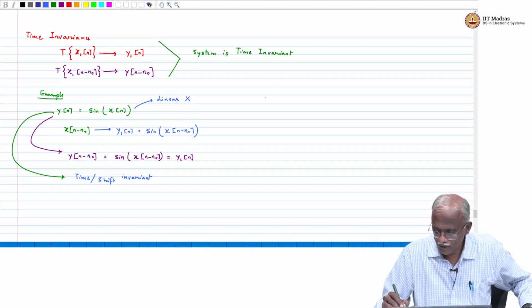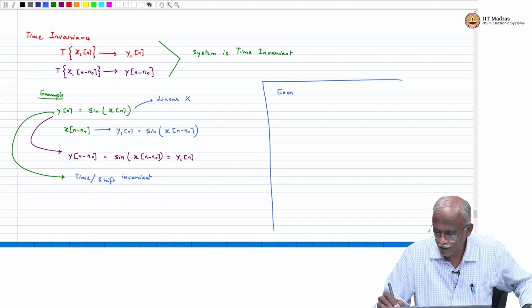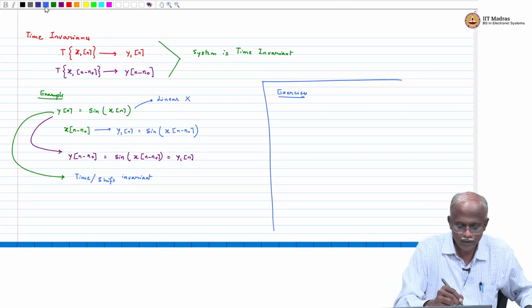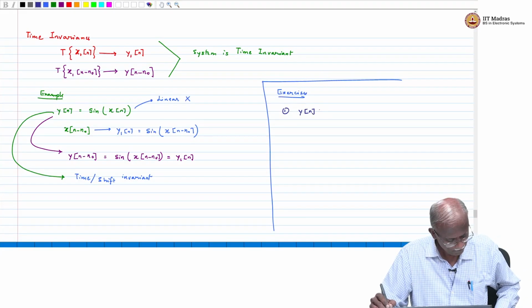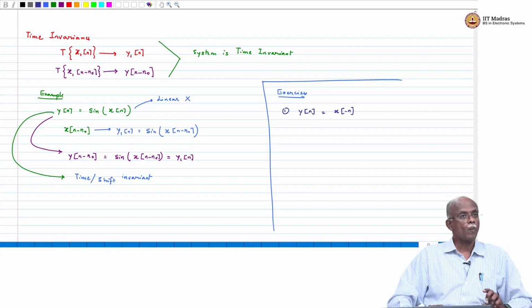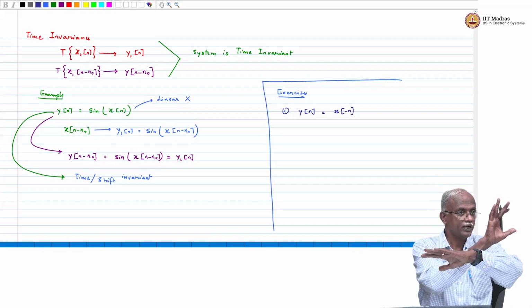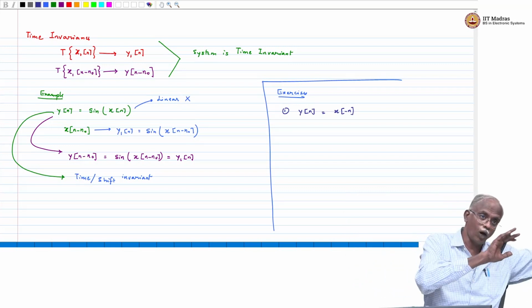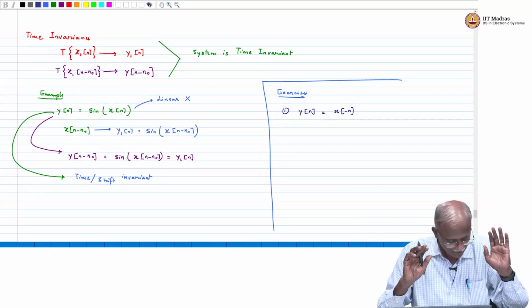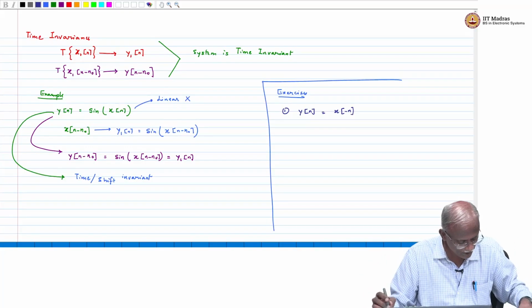Okay. As always, you need to try out some exercises to check how well you have understood this concept. So, let me suggest the following exercises. The first one, y of n is equal to x of minus n. Now, this is a very interesting system. Basically, you are doing a mirror image. If you shift the input in one direction, what will happen? The output will shift on the opposite side. So it is not shifting on the same side. Again, very interesting to see that this will obviously be a system that will not satisfy shift invariance.